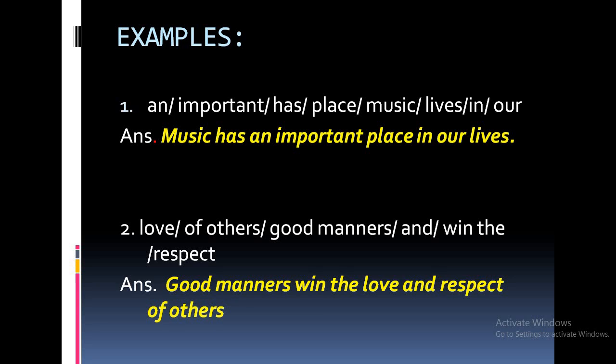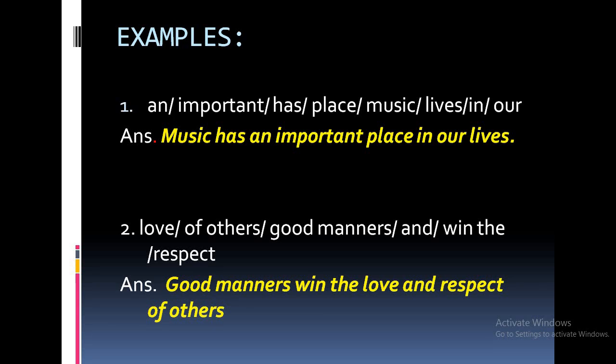An important has plays music lives in are. So here I don't have any other verb, but only has. So music has. Good. So music has what? Music has got an important role. Okay, an important place rather. So has important place. So I can put has one important or many important. To mark that, I can use the article an here. So music has an important place.